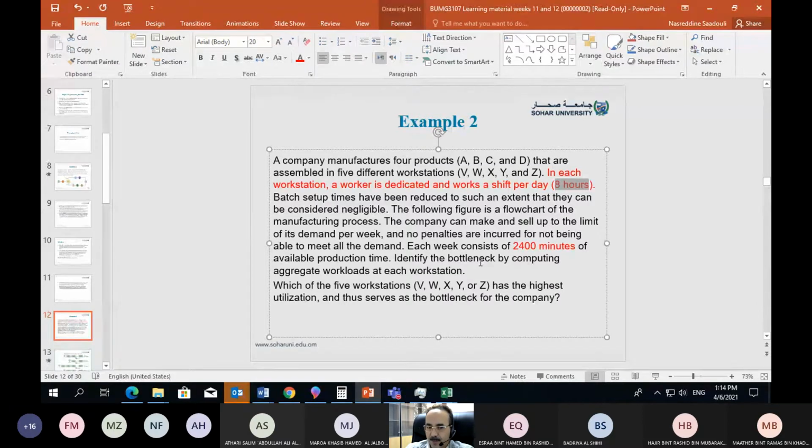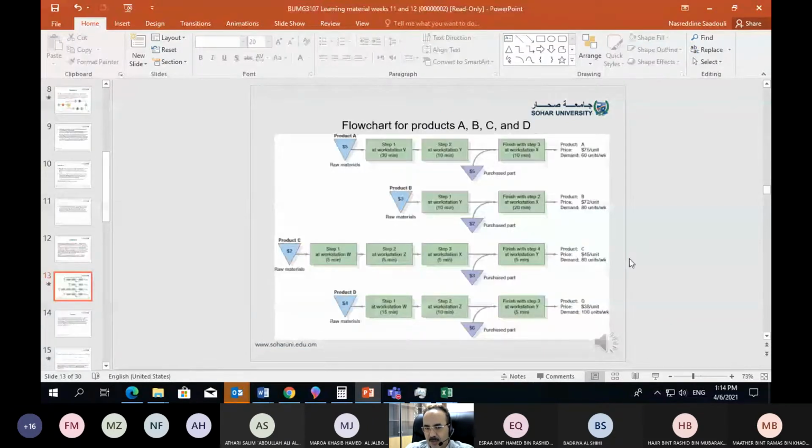Okay. Setup times are considered negligible, so the chart here shows us exactly for each product which workstations are used. So for instance, for product A, it goes from workstation V to Y to X, and it's done. For B, it goes on workstation Y, then to X. For C, it's on W, Z, X, and then Y, and so on. All right.